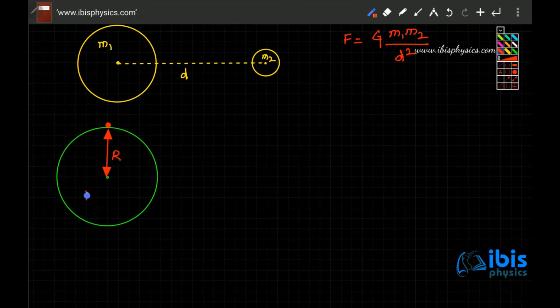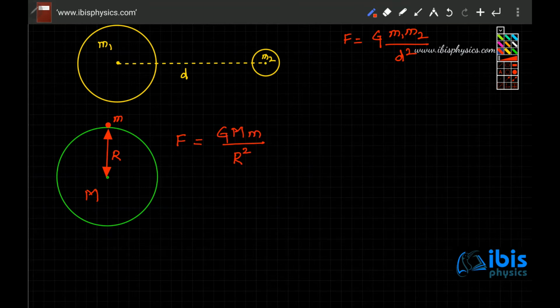Suppose the mass of the planet is capital M, and the mass of the object is small m. The distance of separation between them is r. Then going by the universal gravitational law, the force exerted by the planet on the mass is equal to G, mass 1 is capital M, mass 2 is small m, divided by the distance between them, which is the radius. Here it is the distance squared, so it is radius squared. So the force of attraction between the planet and the mass is GMm by r square.